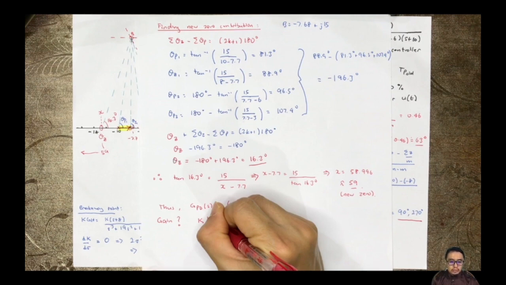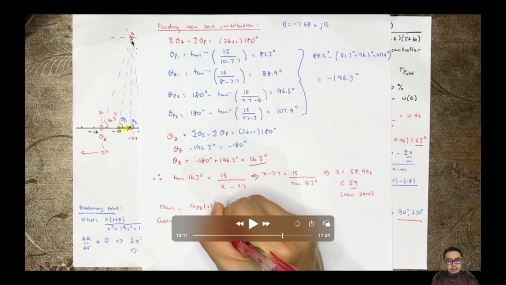Okay, but of course we need to also find the gain that ensures the point is exactly at this 15, 7 minus 7.7 plus 15. So we can use the magnitude criterion, where we need to find the magnitude of all the vectors of poles and zeros and use that to find the value of k.